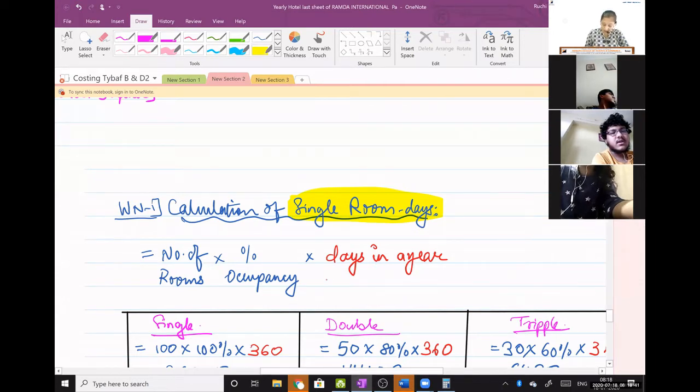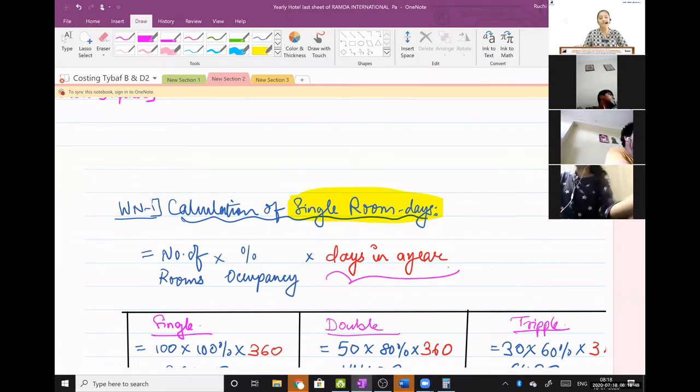Okay, see, I have not written months in a year because there are no seasons. I will directly convert it into days in a year. Is this clear? Acknowledge it in the chat box. Is it clear why I have not taken months in a year in the formula? Okay, fine. Good. Thanks, students, for acknowledging.